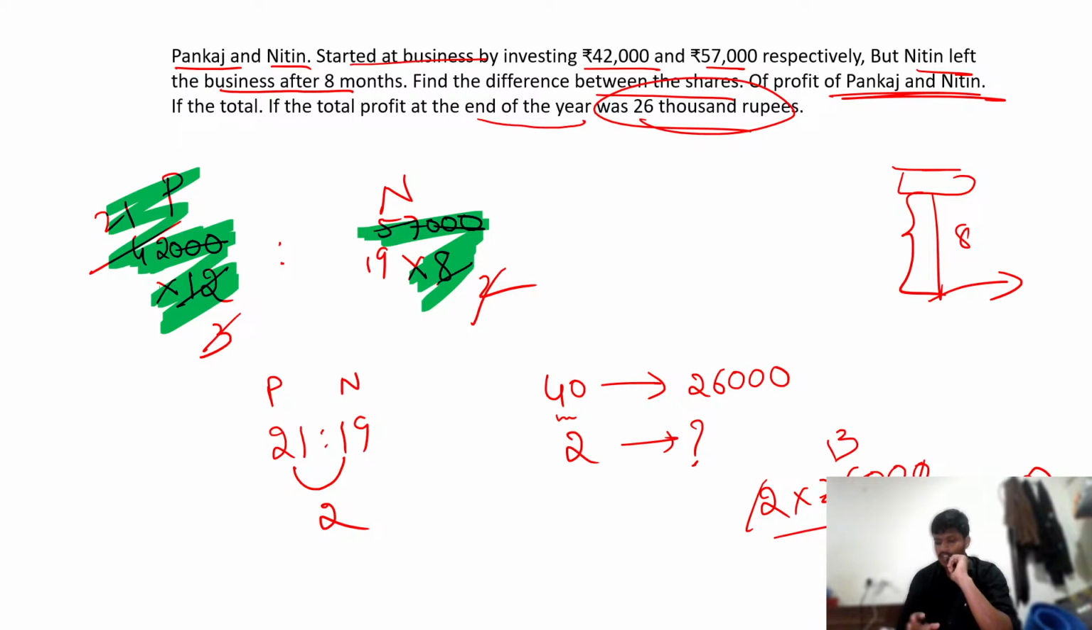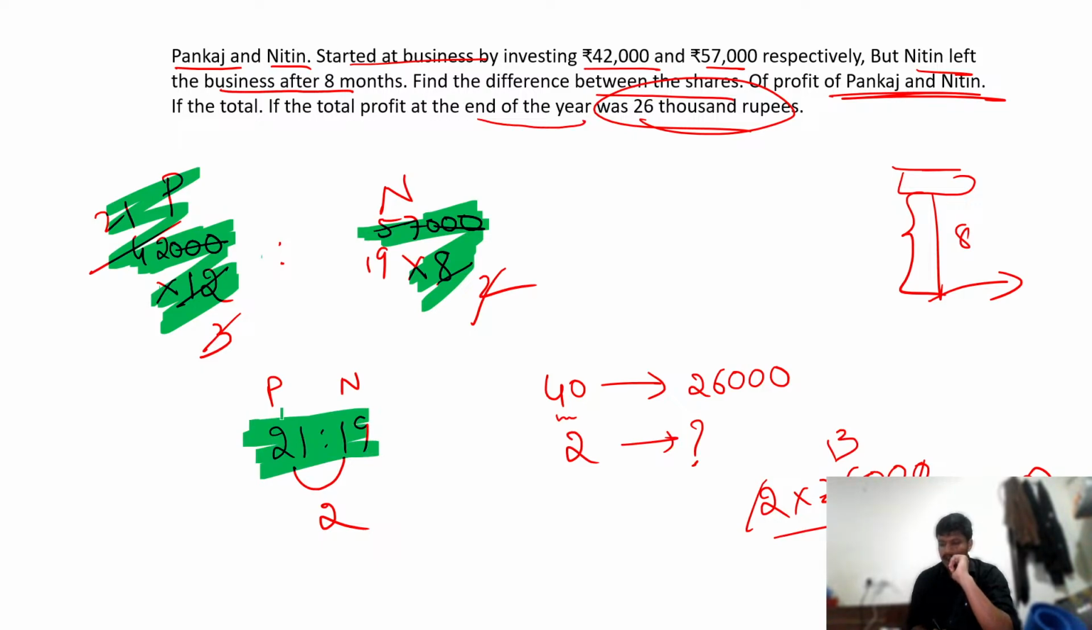Once we are done with this 8, we have to multiply both of them. But I don't want to multiply and cancel. That's why I'm cancelling here itself. Anyway, multiplying and cancelling is the same as cancelling and multiplying. That's why I'm cancelling 1000 table, 4th table and all. I got the ratio 21 is to 19.